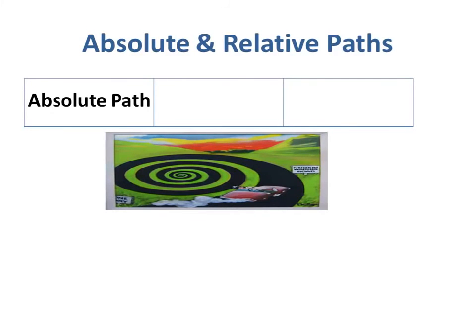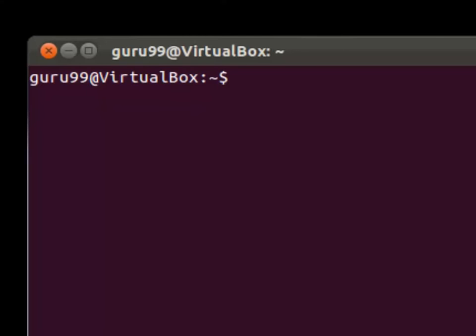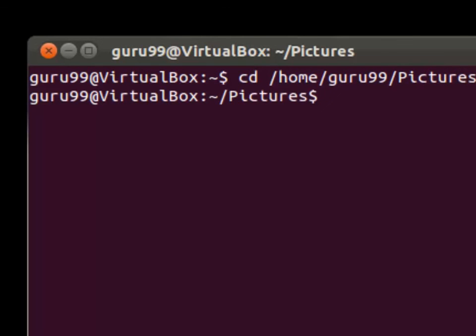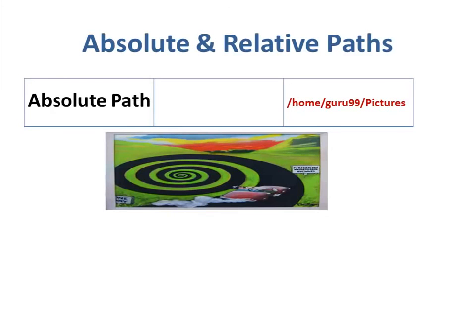Let's say you have to browse the images stored in the Pictures directory of the home folder Guru99. The absolute file path of Pictures directory is then home Guru99 Pictures. So to navigate to this directory, you would have to use the command cd home Guru99 Pictures. And this way you would reach the Pictures directory. This is called absolute path, as you are specifying the full path to reach the file or the directory.